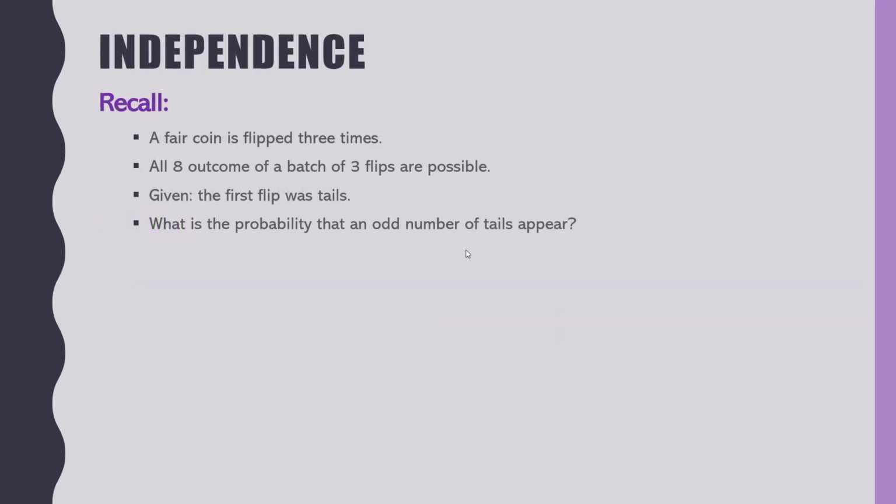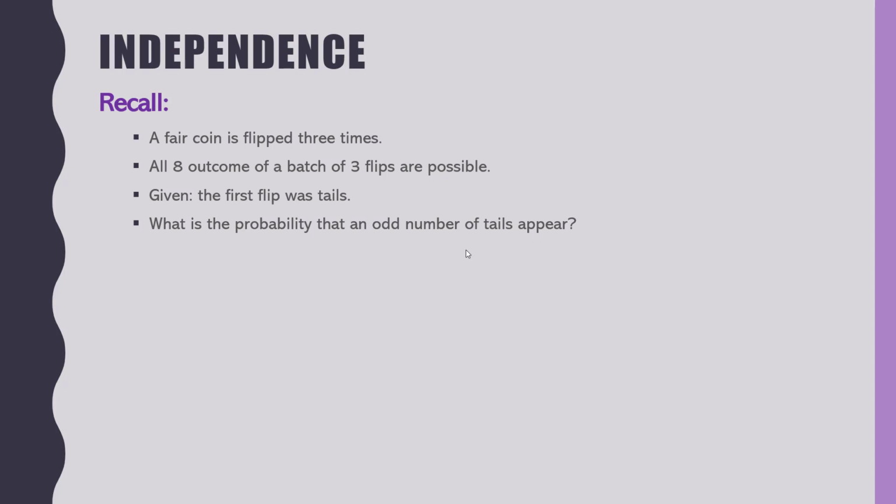All right, let's take a look at this idea of independence. A fair coin is flipped 3 times. 1 flip, 2 flips, 3 flips. No bias, just 50-50 chance for either one. All 8 outcomes of a batch of 3 flips are possible. We saw that batch earlier. The given is the first flip was a tail. What is the probability that an odd number of tails appears?